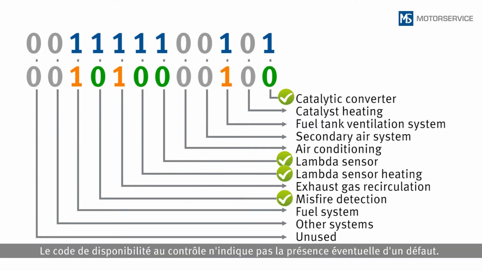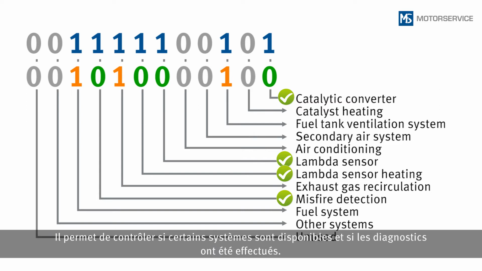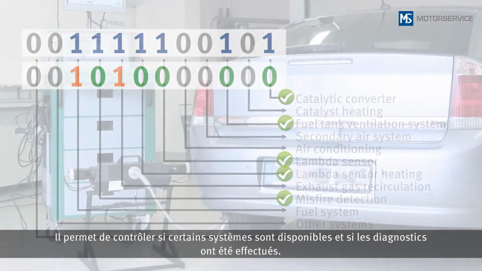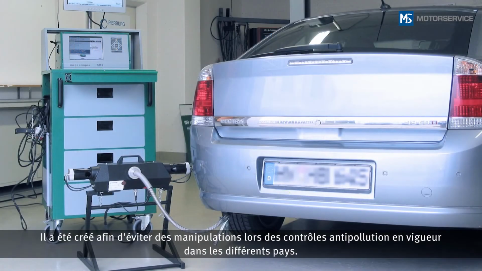The readiness code does not provide information on whether errors are present. It is purely a check of whether certain systems are present and whether the diagnostic tests on these systems are finished. It was established in order to prevent manipulation in the country-specific exhaust gas tests.